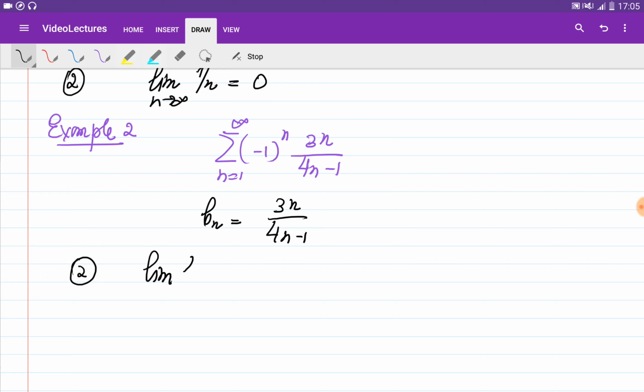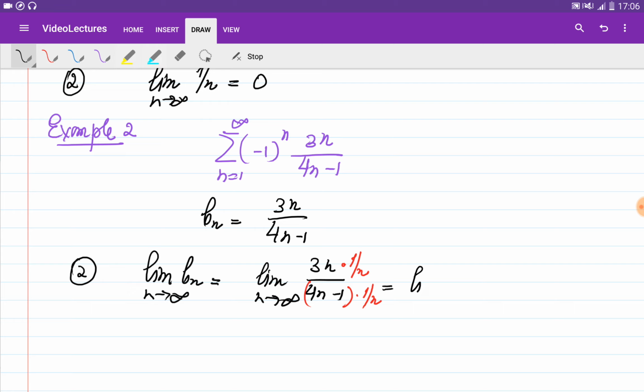The limit of bn when n goes to infinity is the limit of 3n divided by 4n minus 1 when n goes to infinity. We can divide everything by n, so let me multiply the numerator and denominator by 1 over n. It doesn't change the ratio. The numerator becomes simply 3, and the denominator becomes 4 minus 1 over n. When n goes to infinity, this term becomes 0, so the answer is 3 over 4, which is not equal to 0. It means that the second condition doesn't hold, and that is why this series is divergent.